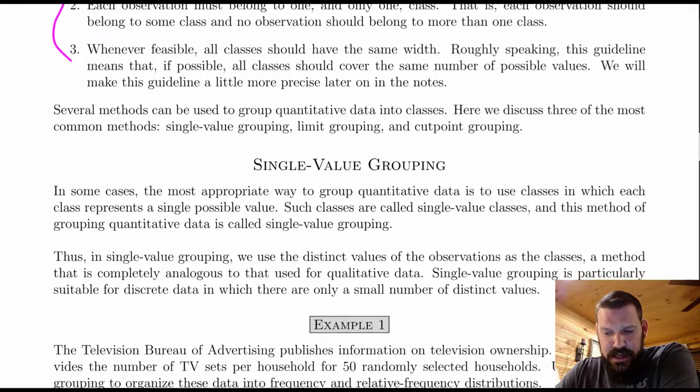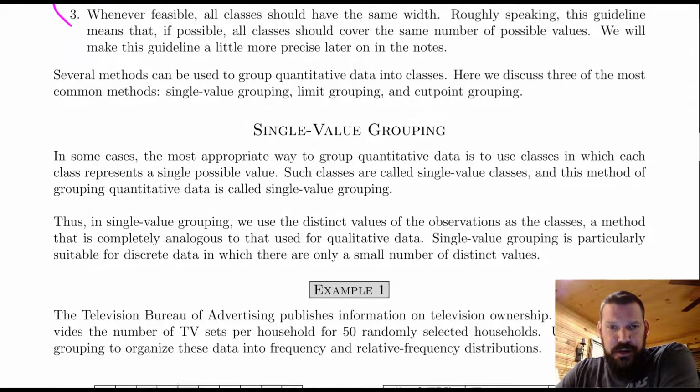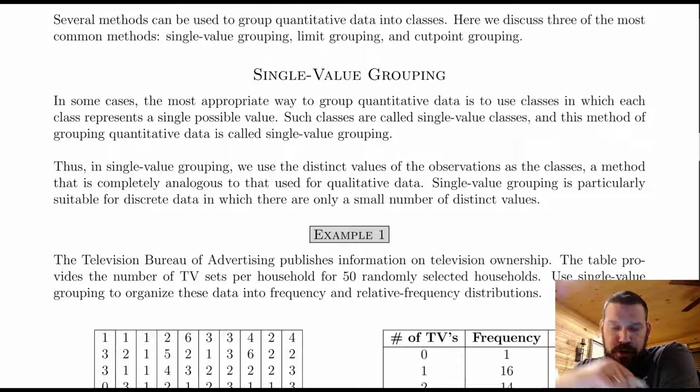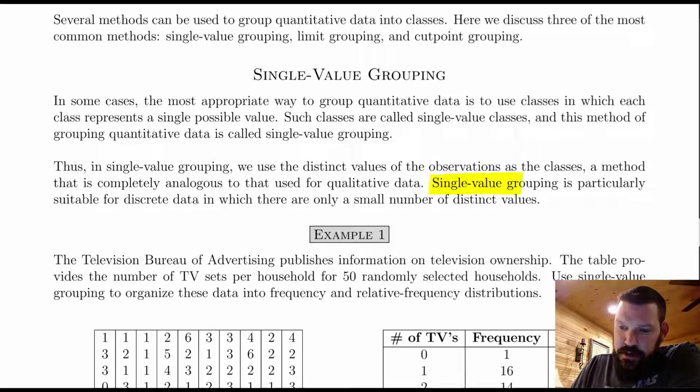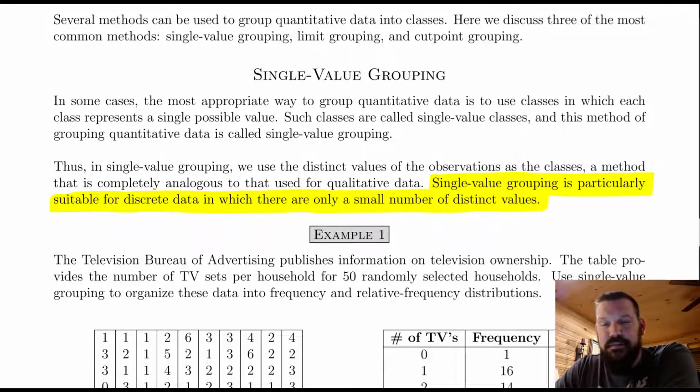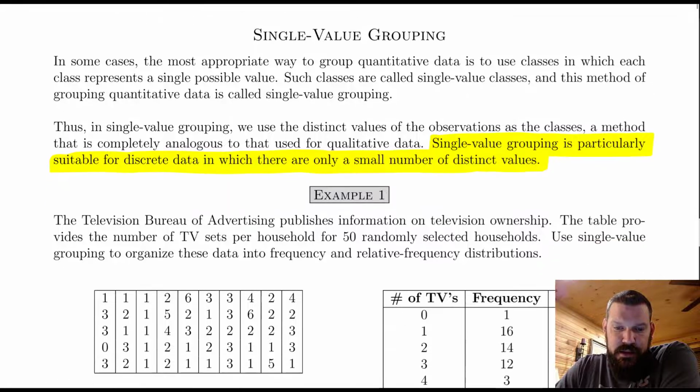The first thing that we're going to look at is what we call single value grouping. And single value grouping is exactly what it sounds like. We're grouping things into single values. Single value grouping is particularly suitable for discrete data in which there are only a small number of distinct values. So remember, discrete means something that we can count. Continuous is something that we measure.